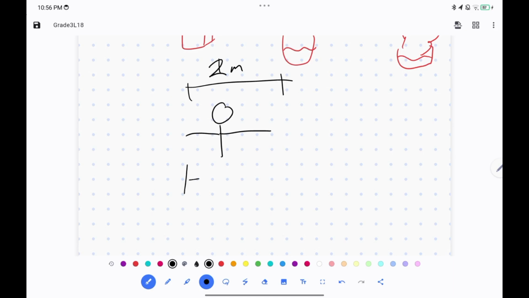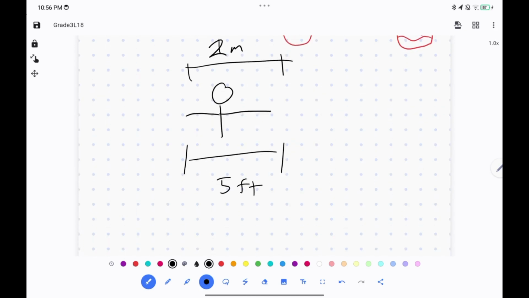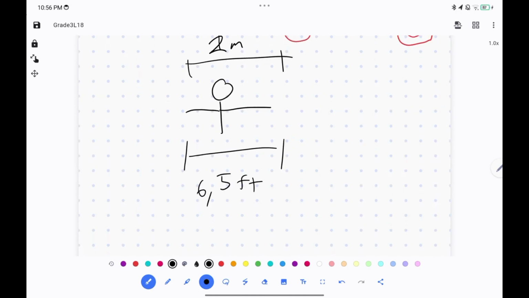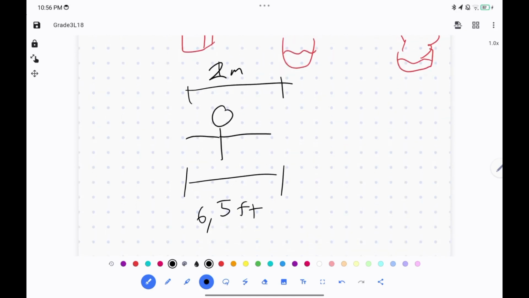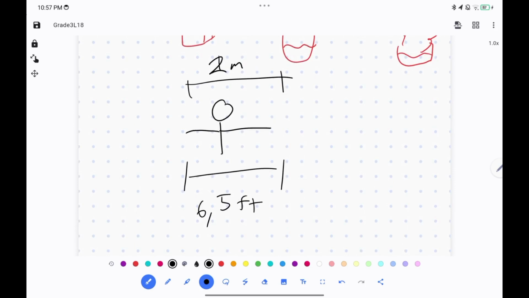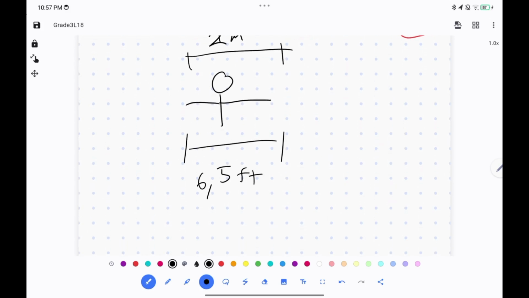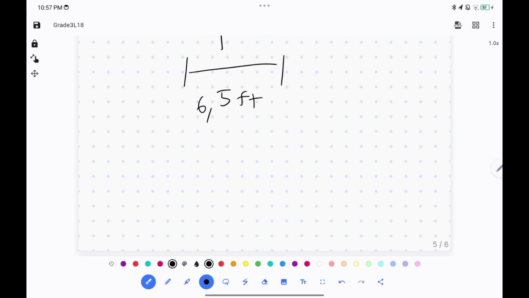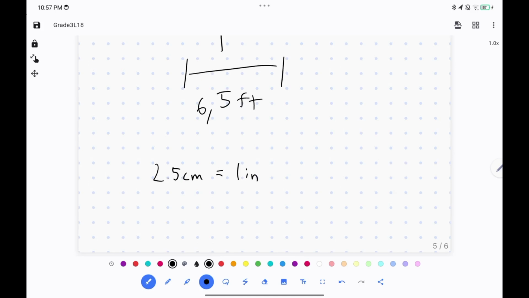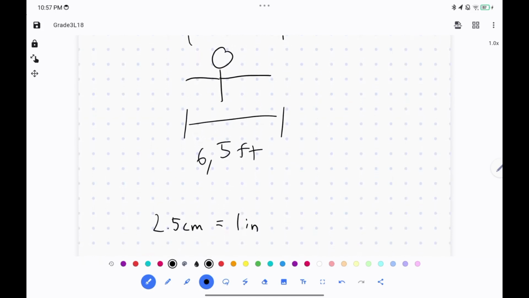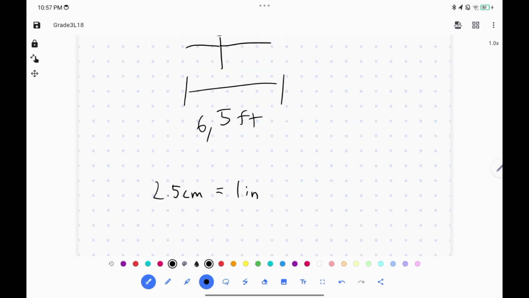So that's about maybe 5 feet-ish, 6 feet-ish. Anyways, point being, you need a lot more feet to reach the same amount of meters. And you need about 2.5 centimeters to get 1 inch. So meters are bigger than feet, but inches are bigger than centimeters.